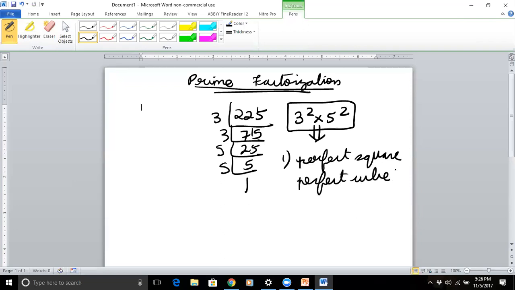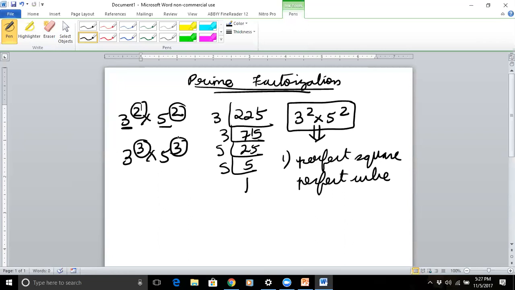How, by looking at a number, can I figure out if it's a perfect square or a perfect cube? If I prime factorize a number, for example, 3 square into 5 square, and I see that the powers of the primes are all divisible by 2, then that number is always going to be a perfect square. And if I prime factorize a number and I see that the powers of the primes are all divisible by 3, then that number is always going to be a perfect cube.